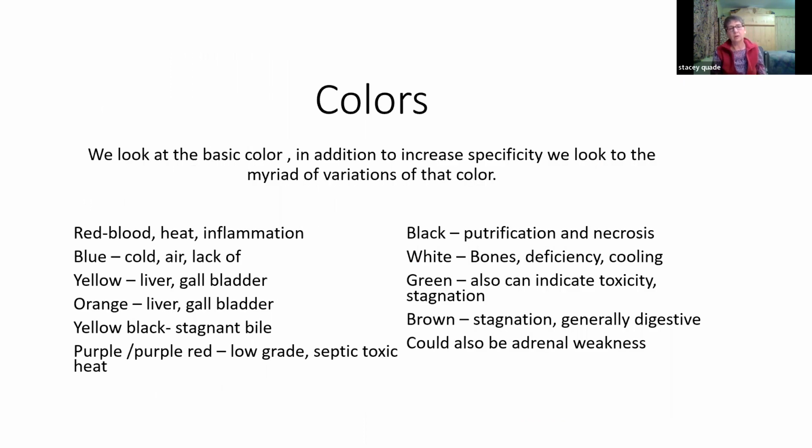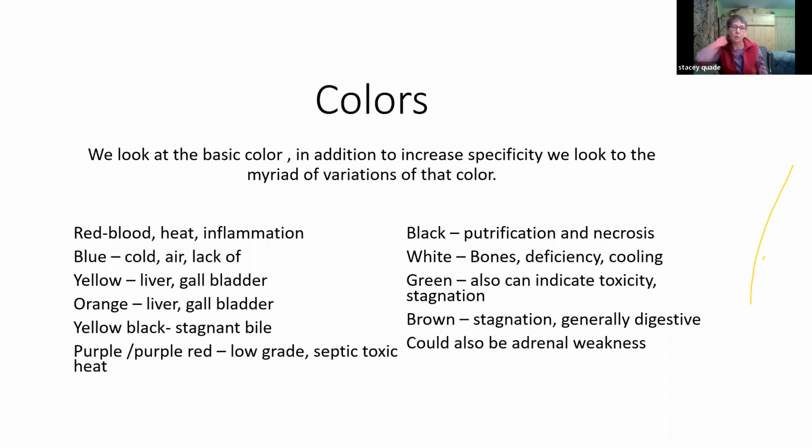So when we look at color, we're looking at basic color, like the red, blue, yellow, orange, just plain, straightforward, different colors, and they mean different things. White is usually lack, deficiency, cold. It can sometimes mean stagnant. White mucus is a very cold condition in the body. If you have white mucus on your tongue, we want to look to thinking about what area of the tongue that might be on. Do we have a stagnant digestive system, which would show up on the back of the tongue?